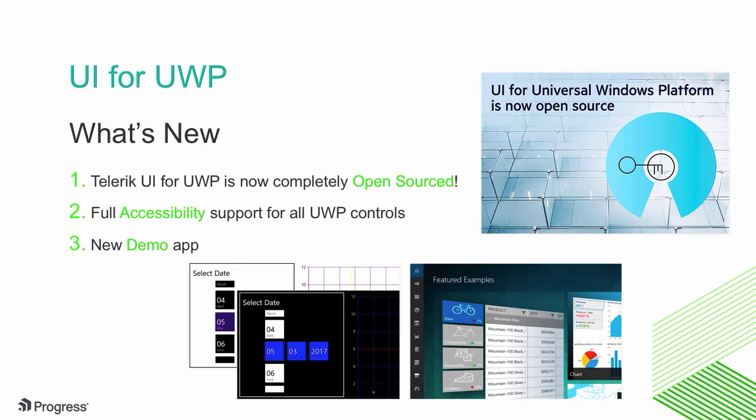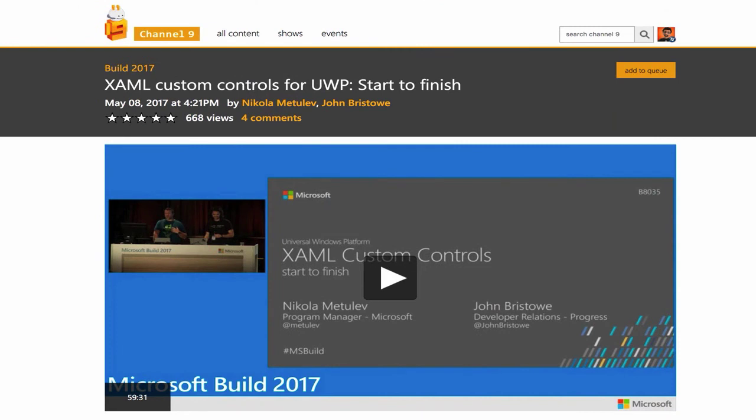Open sourcing UI for UWP is a pretty big deal. If you watched any of the keynotes from Microsoft's Build conference, they used Telerik UWP grids and other controls all over the place. It was pretty fun to watch. Now, in this release, R2 2017, we have a brand new demo app for you, so you can go ahead and play with the UWP controls before you actually use them in your app, and there is now full accessibility support for all UWP controls. Now, back on the topic of Build, John Bristow is going to come up next, and he's possibly going to be too humble to mention this, but he did a full session at Build with the Microsoft PM where they talk about building custom XAML controls from scratch. It's great stuff, so give it a watch.